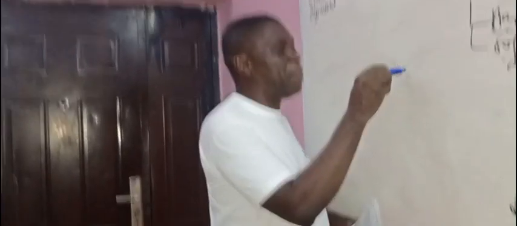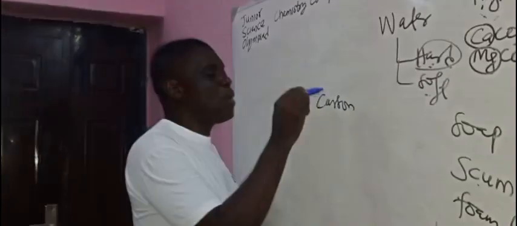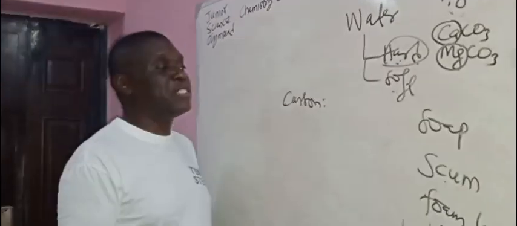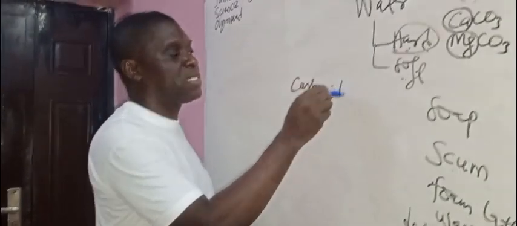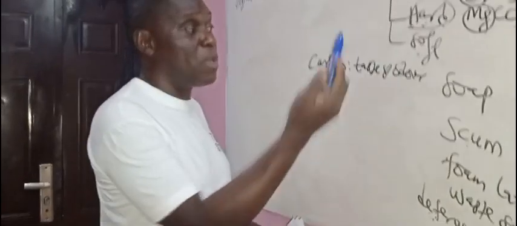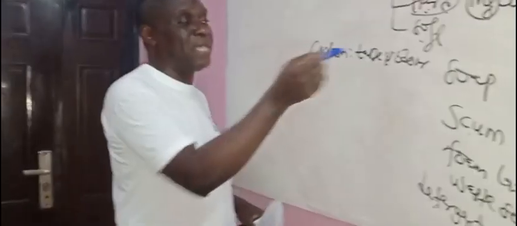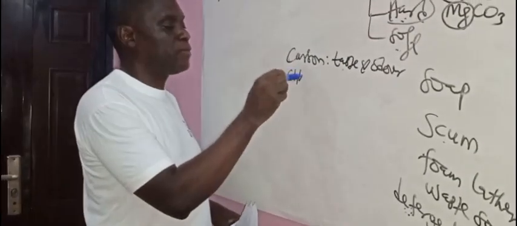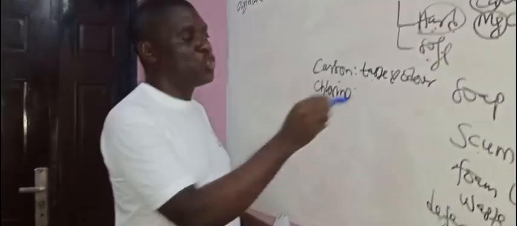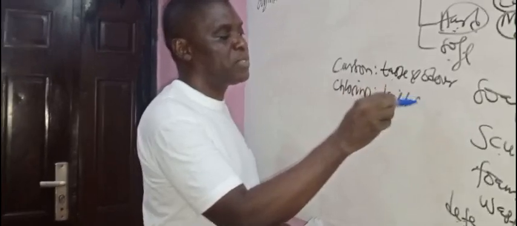Number one is carbon. Why do you add carbon in the process called carbonization? Water is carbonized to remove taste and odor. If you harvest water freshly, it will be tasty, it will have a smell, so you carbonize it. Chlorine. Why do you add chlorine in the process called chlorination? To kill germs.